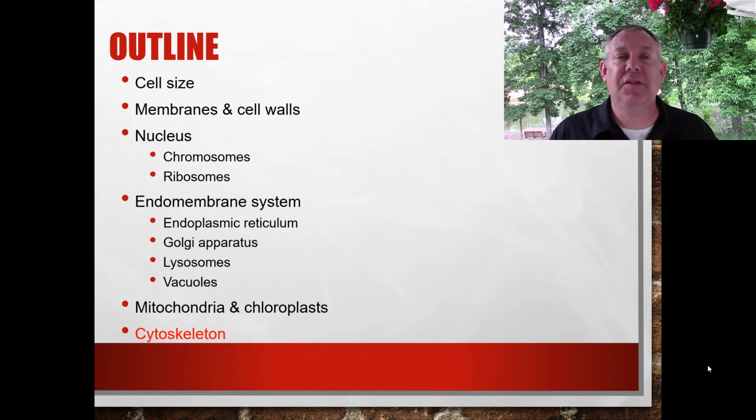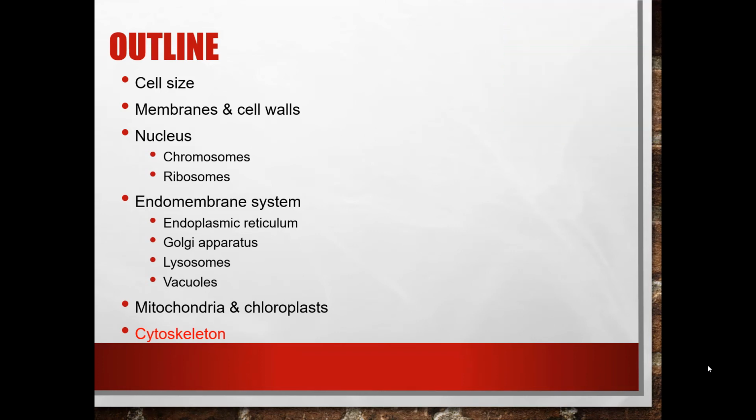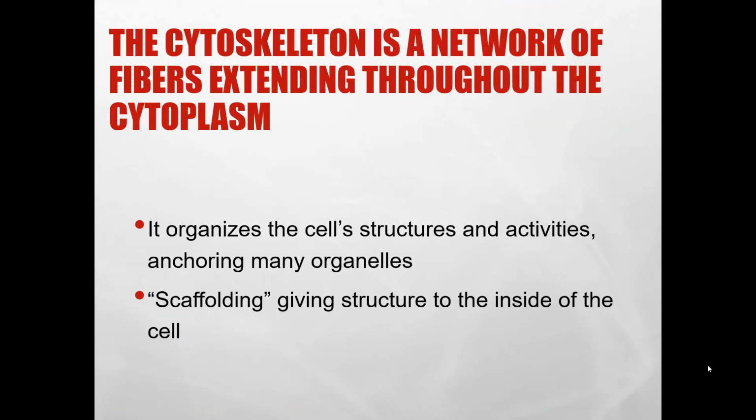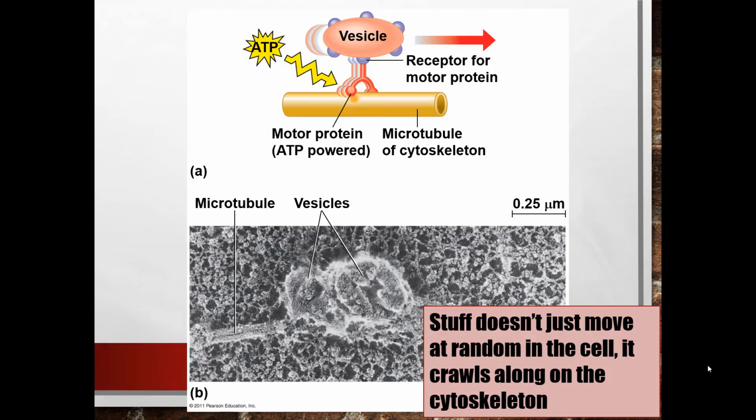Okay, finally, the last thing we want to talk about is the cytoskeleton. The cytoskeleton is like the scaffolding within the cell. It's made of structures within the cell that help to anchor other organelles and give an inside scaffolding to the entire cell. It also allows things to move around the cell. Most stuff doesn't move around the cell at random; it actually slides along this cytoskeleton.